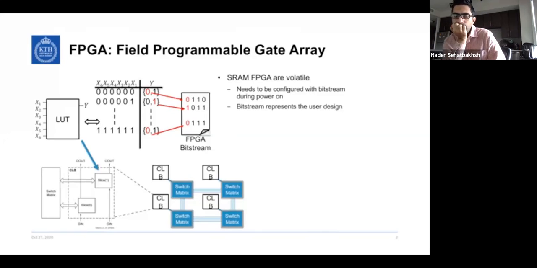For one thing, it is not trivial to just look into the bitstream and infer the user design netlist, because the order of the LUT entries are obfuscated, as well as the routing tables.